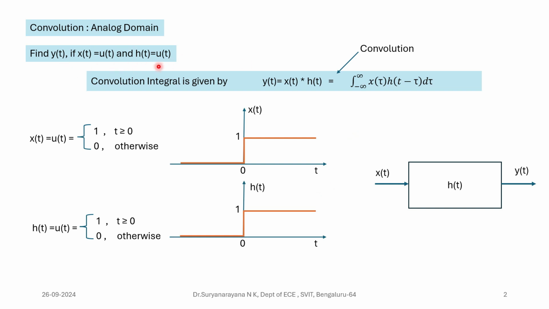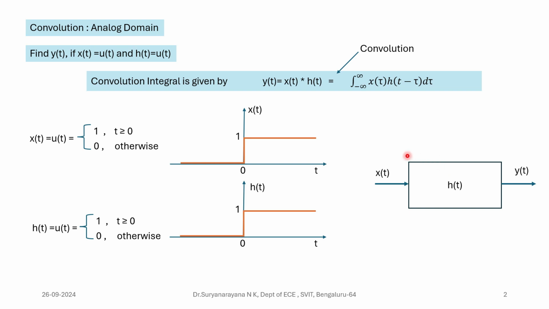For this given problem statement, x of t and h of t, which are unit steps defined by this equation, are represented in waveform as shown. U of t means unit step, where it has unit amplitude for t greater than or equal to 0. For t less than 0, it has 0 amplitude. This system shows the presence of input, output, and a system with system response.